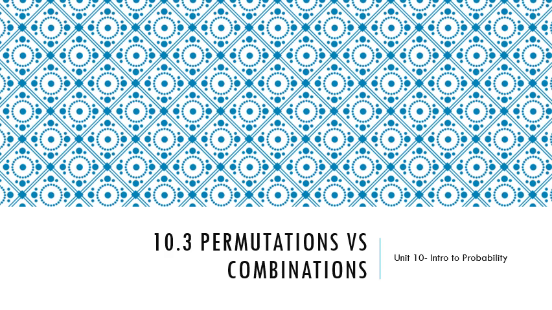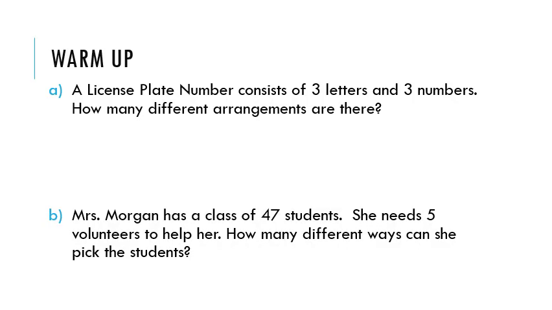This is lesson 10.3, permutations versus combinations. So let's review things that we did last time with a little warm-up. A license plate number consists of 3 letters and 3 numbers. How many different arrangements are there?